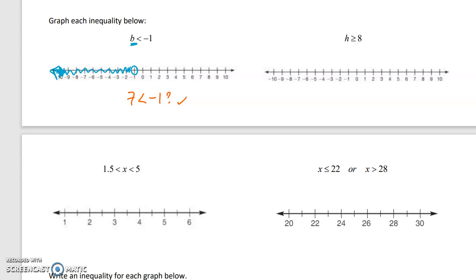This next one, H is greater than or equal to 8. So because it can equal 8, I'm going to fill in that circle. Numbers that are larger than 8 go to the right.